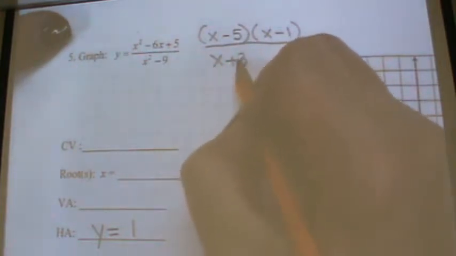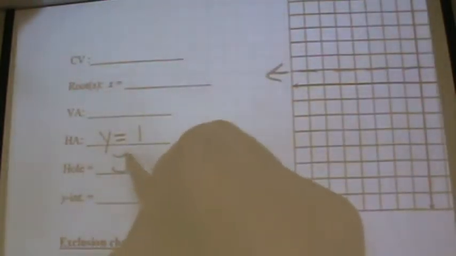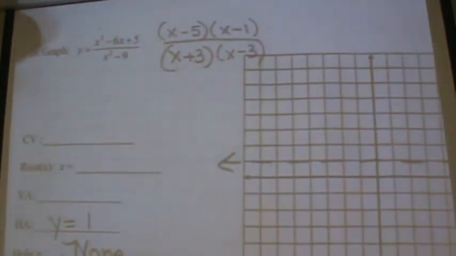Next, what do you do? Factor. X minus 1. Good job. Next. This is a long one. X plus 3, x minus 3. Is there any hole? No. None.